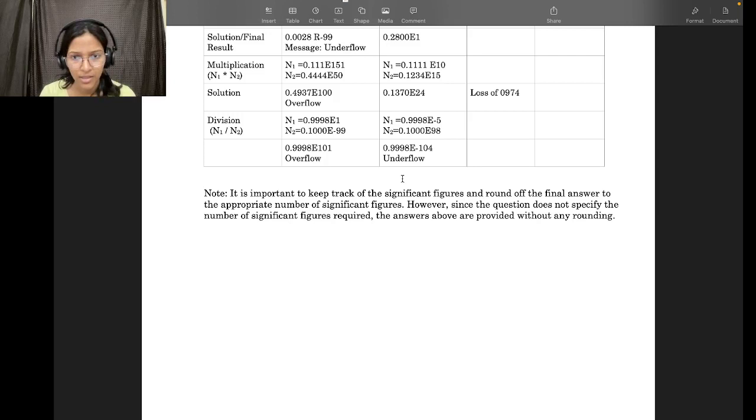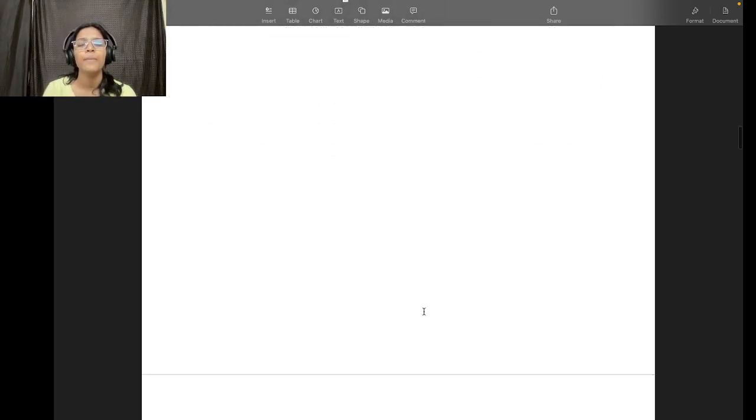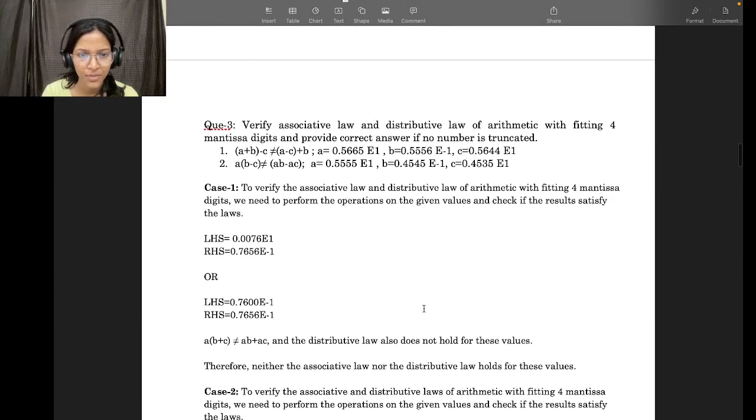Now by doing this, we have to keep in mind the significant figures and the round off of the final answer to an appropriate number of significant figures. However, since the question does not specify the number of significant figures for rounding, we can round the number by any number according to our choice.